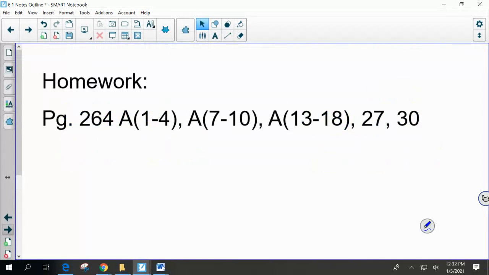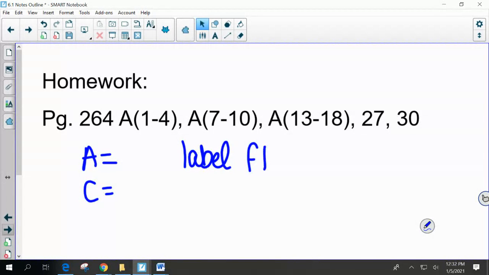Okay, so for your homework assignment, I want you to make sure you do a few things. I want you to always be labeling, like A equals or C equals. I want you to also label the correct measurement, so for example, feet or feet squared. And then I also want you to show your work.